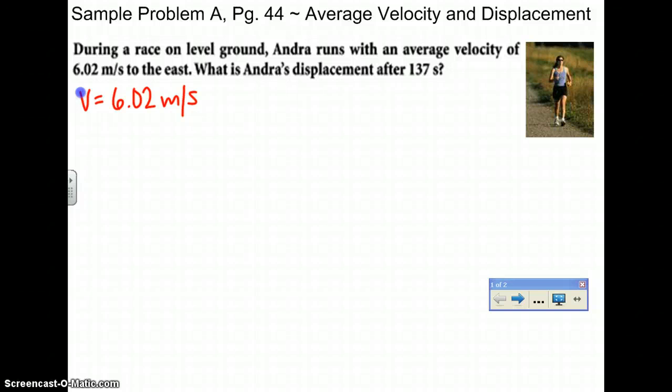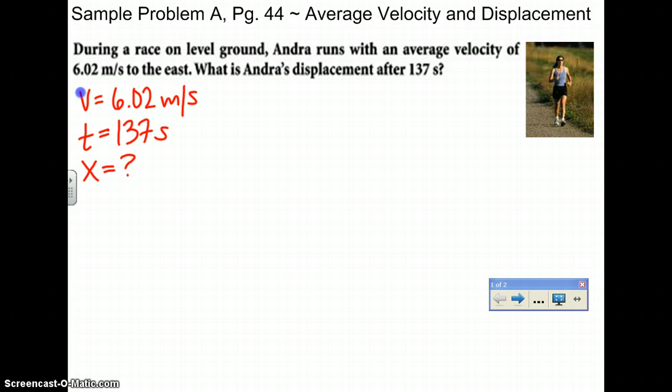All right, something else that we know is displacement after 137 seconds. Well, if the unit is seconds, what variable do you think that would be telling us about? That variable would be time. So nothing else is given to us in the problem. Now we can move on to our unknown. What we're asked to solve for is her displacement.